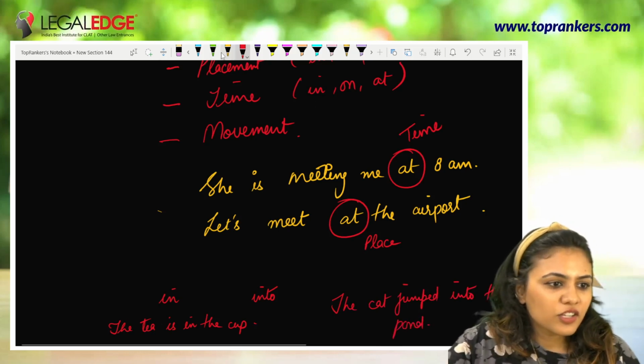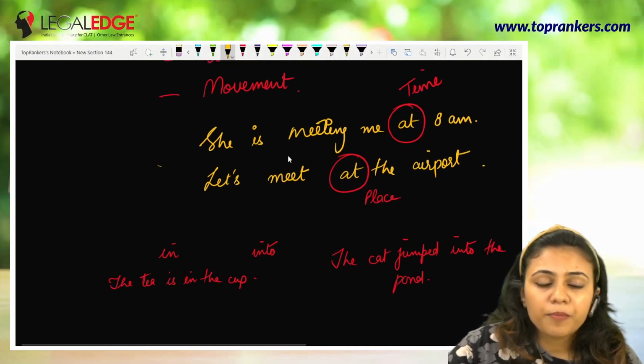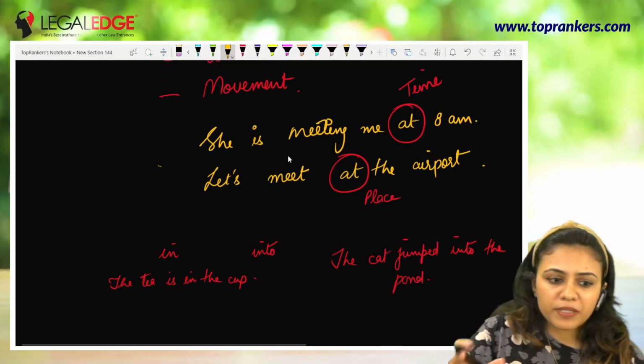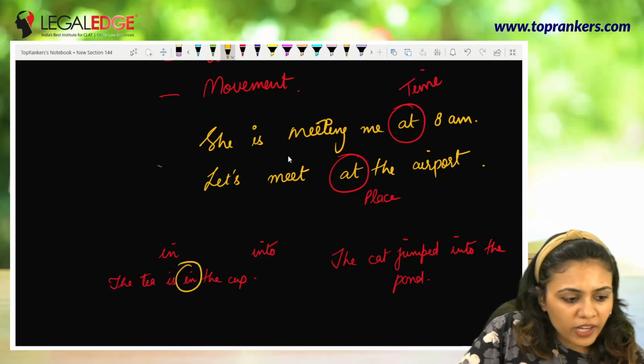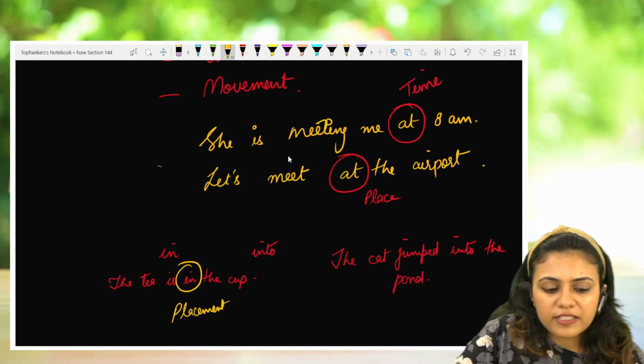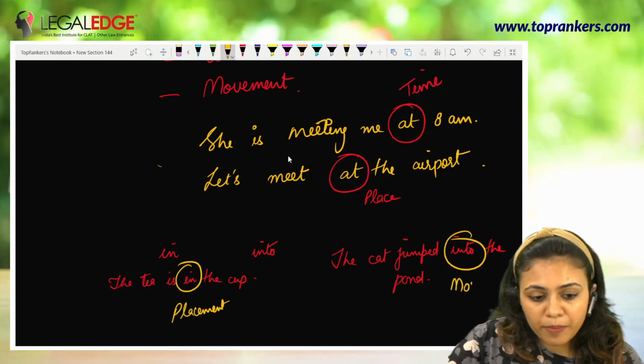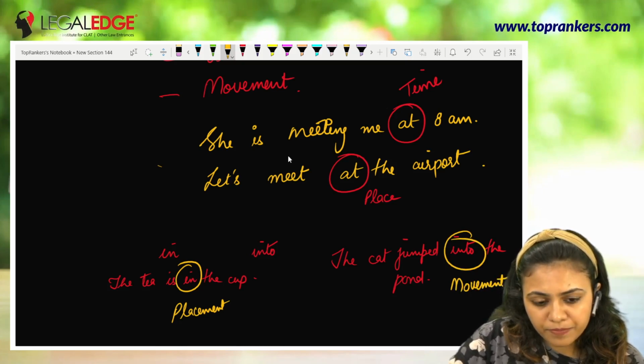Yes. So पहले में कुछ movement हो रहा है नहीं. There is stability in the placement of tea. Tea एक जगह पे stable है. तो यहाँ पे in जो है वो क्या बता रहा है? बस placement. But here we can see the cat is showcasing movement. तो ये है हमारा preposition of movement.